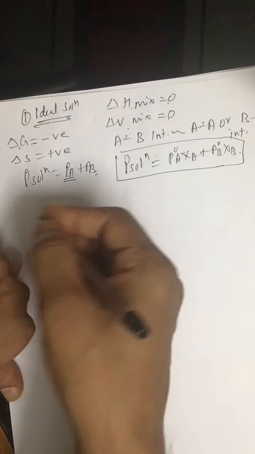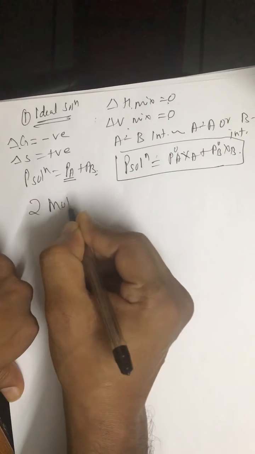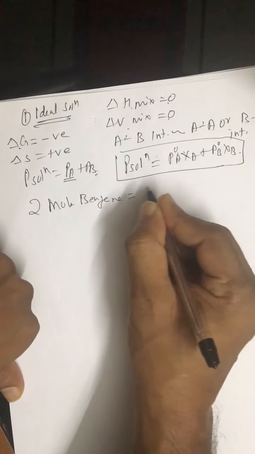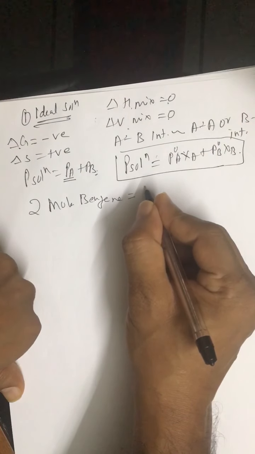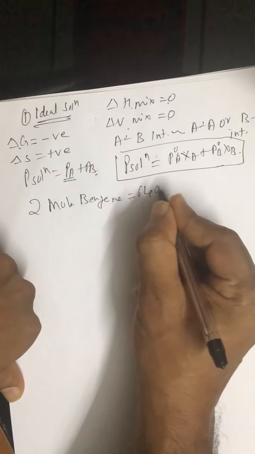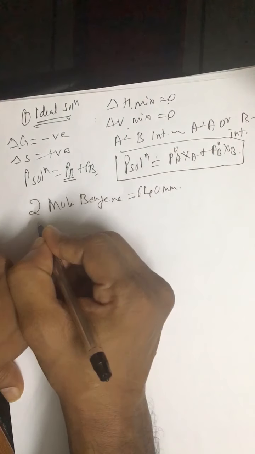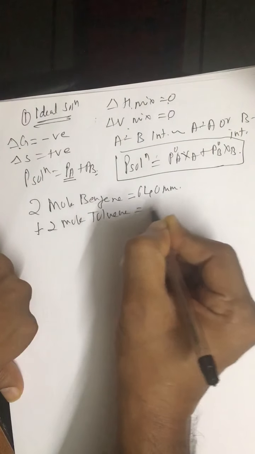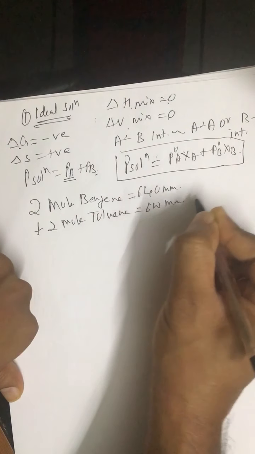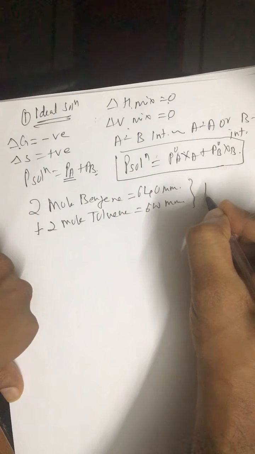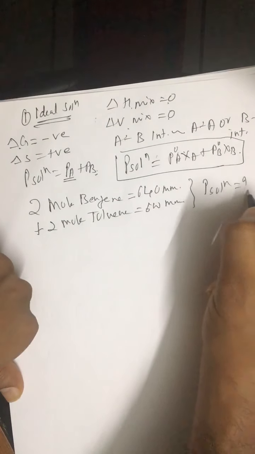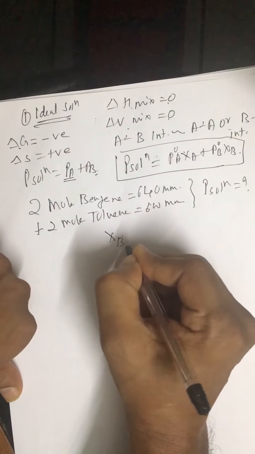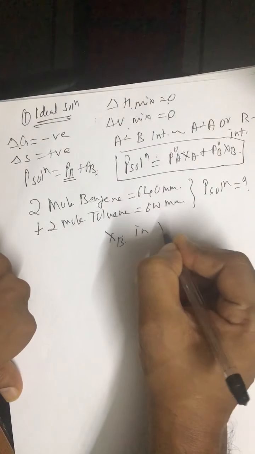Alright. Suppose we are given 2 moles of benzene, and its vapor pressure is say suppose 640 mm. Alright. It is mixed with the 2 moles of toluene. Alright, its vapor pressure is 600 mmHg. Question is, what is the vapor pressure of solution? This we have to calculate, and we have to also calculate mole fraction of benzene in vapor phase.